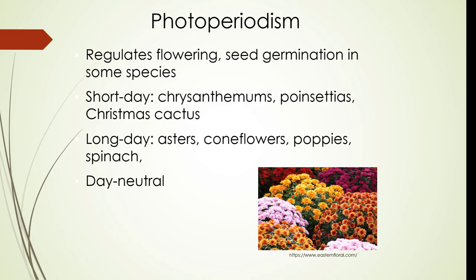Photoperiodism regulates flowering, seed germination in some species. So short day plants would be chrysanthemums, poinsettias, Christmas cactus. Long day plants would be asters, coneflowers, poppies, spinach, and many plants are day neutral. It doesn't really matter how much light they get, they will still bloom.